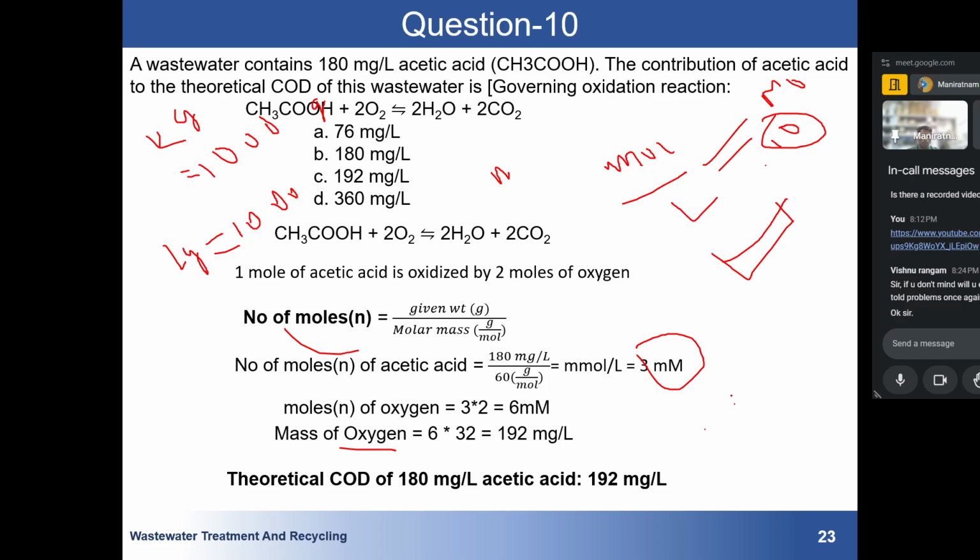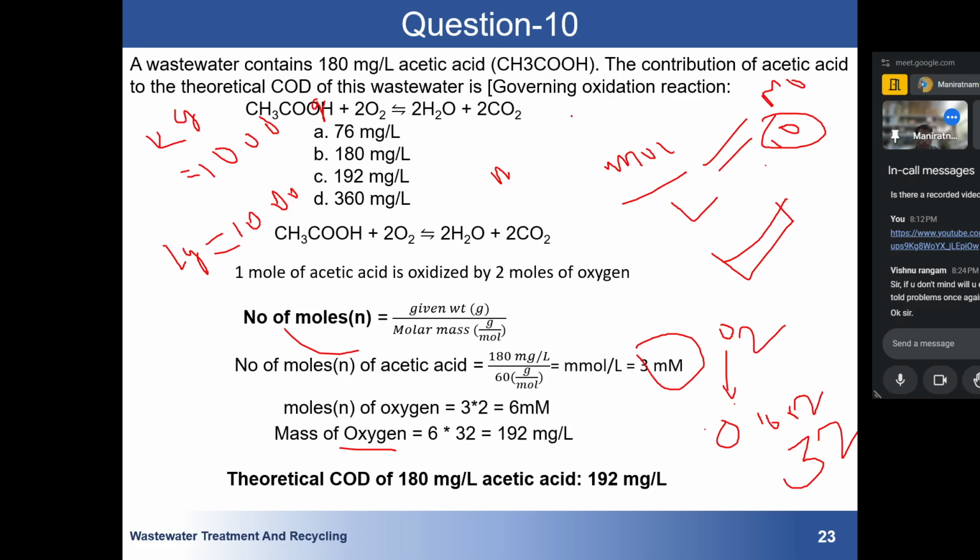Sir, how to calculate the mass of oxygen? Oxygen is O2. What is the atomic mass of O? It is 16. As there are two atoms of oxygen in O2, 16 into 2 will be 32. Did you get it?